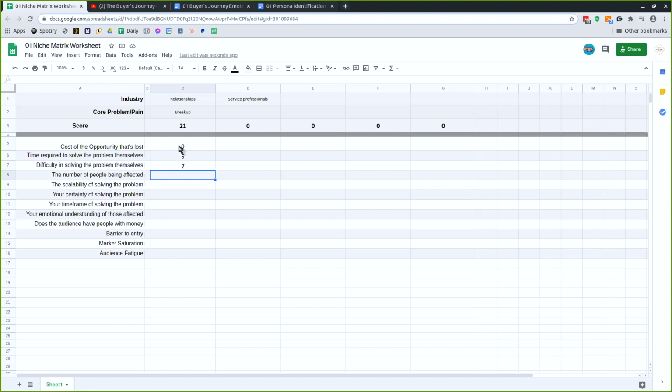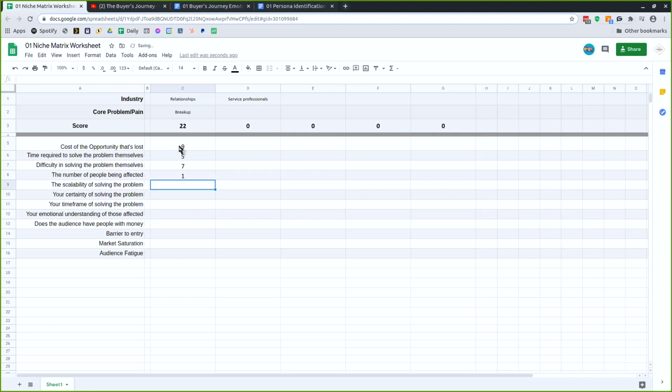So the number of people being affected: 10 would be every single man, woman, and child on the planet. They all need water, for example. Whereas if I'm selling stilettos, I'm shooting for 20-year-old women in the US, right? I would say one or two then, if we're talking about the entire world. One.